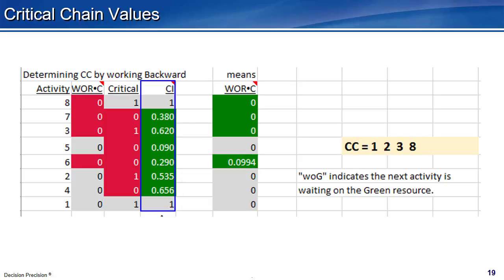The WOR.C column indicates when an activity is waiting on a resource not being used by one of the activity's predecessors. The dot is common probability notation for AND. Values in this column are ones when the activity is critical and it is waiting for its resource to finish another activity. When activity 6's predecessors are complete, it is waiting for the green resource to complete about 10% of the time.